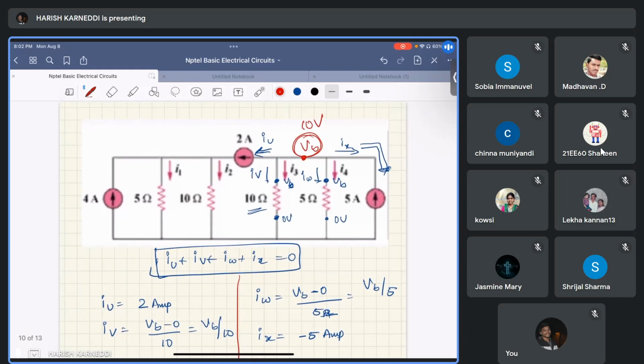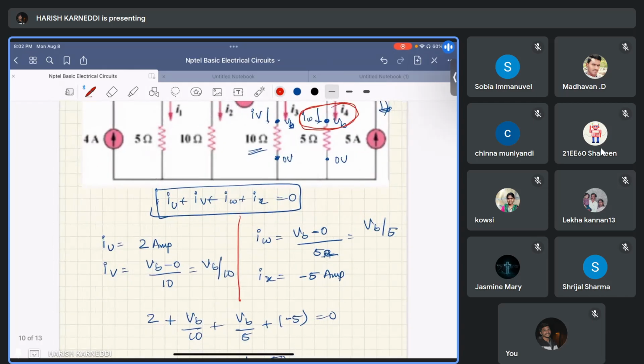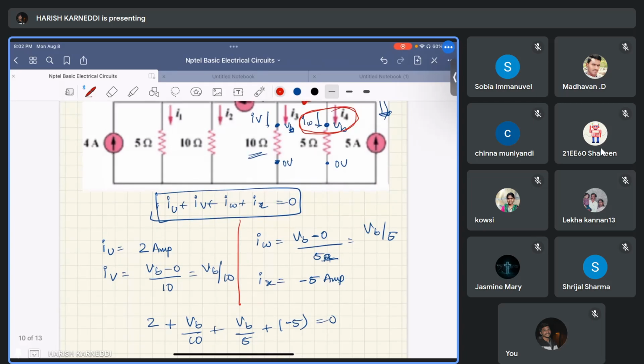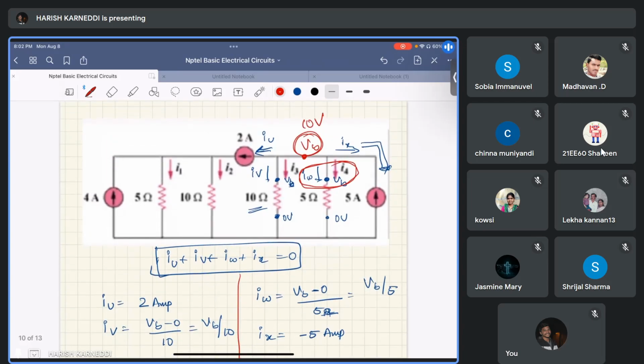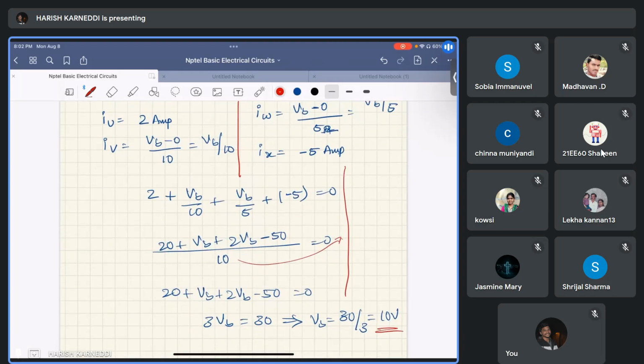Sorry, I4 is same as that IW. This one, I4, is the same as our IW. Whatever IW is, it is VB by 5. So I4, where should I write? Yeah, I will write here. I4 equal to IW, that is VB by 5. Our VB is 10 volts by 5. It is 2 amperes.